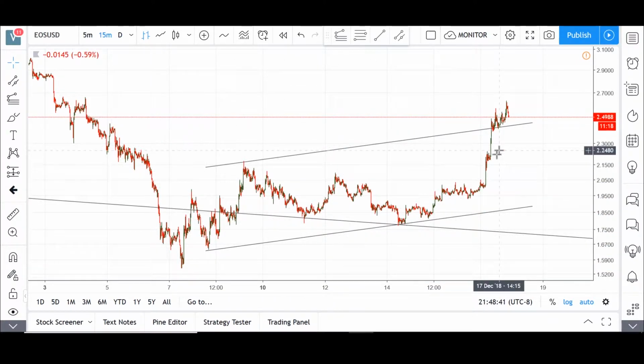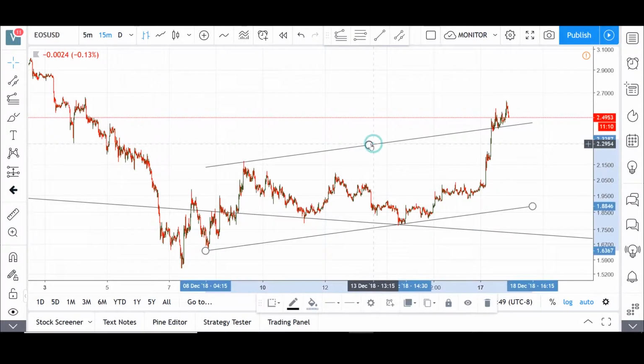But before that, this is a channel. You've broken out of that channel. You can see once we broke out, we tested it. It's what you call a back test. So far, successful, which is a good sign.